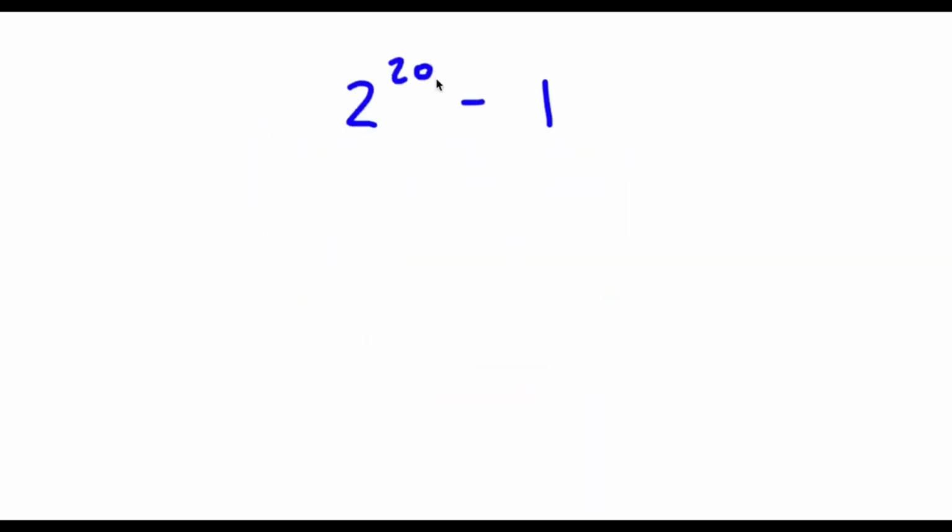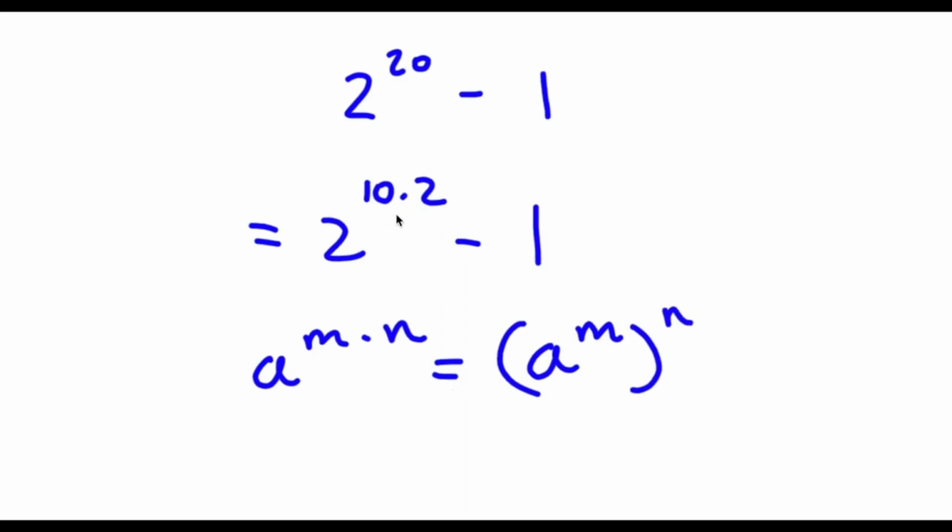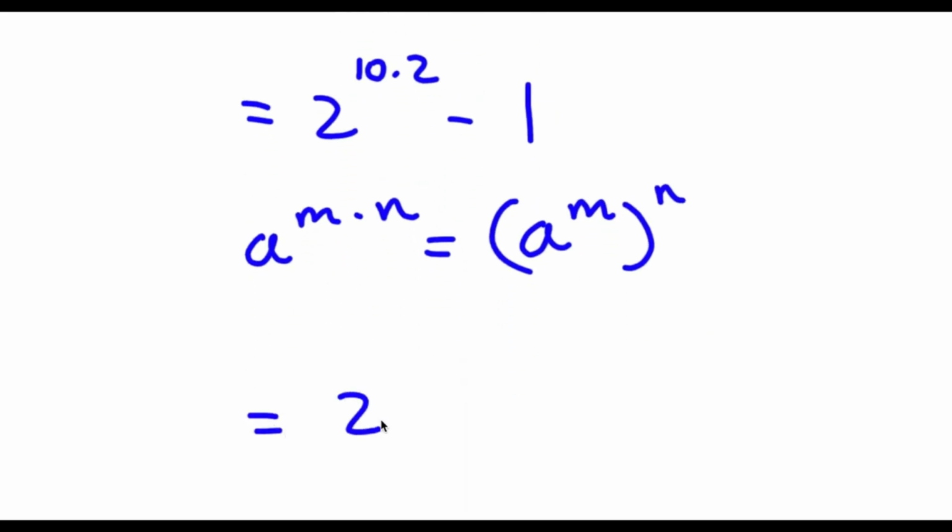Alright, so I have 2 to the power of 20 minus 1. Now 20 here, we can rewrite this as 10 times 2. So now I have 2 to the power of 10 times 2 minus 1. Now if I have something in the form a to the power of m times n, this is the same thing as a to the power of m to the power of n. So 2 to the power of 10 times 2, that's going to equal 2 to the power of 10 to the power of 2. Now I have this minus 1.